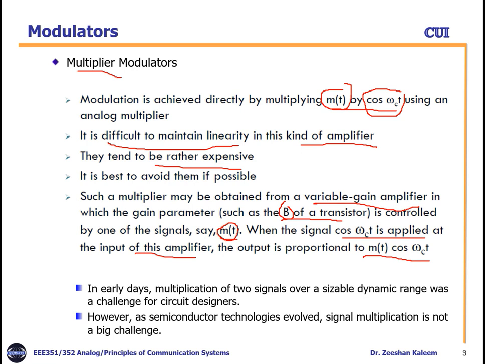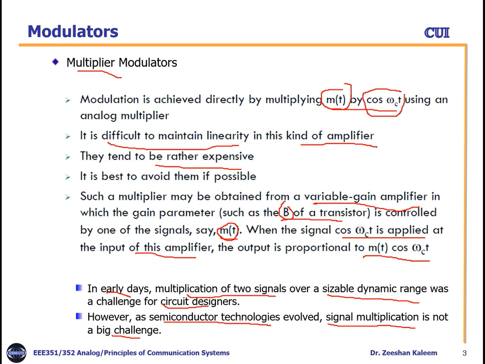Previously these multiplier modulators were not recommended, because the multiplication of two signals over a dynamic range was a challenge for a circuit designer. But due to the advancement in technology, we have semiconductor technologies nowadays, and signal multiplication is not a big challenge. So these types of circuits can be adopted as well.